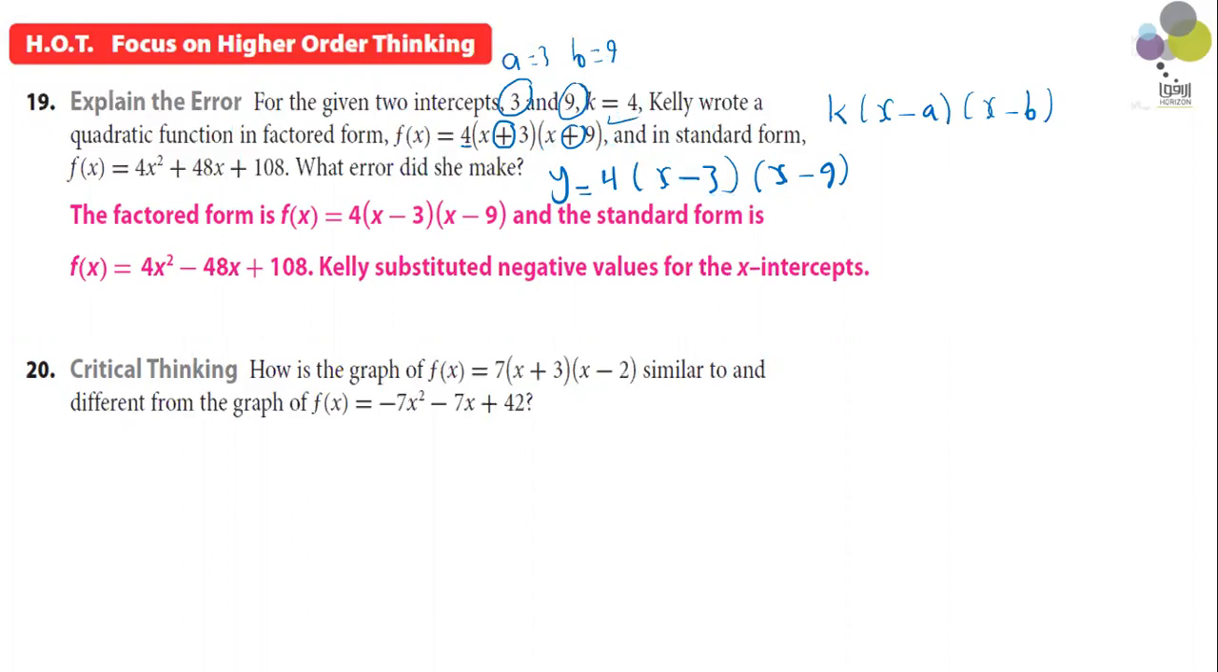Critical thinking. How is the graph of f(x) equals 7 multiplied by x plus 3, x minus 2 similar to and different from the graph of minus 7x squared minus 7x plus 24? First, I will convert this into standard form. 7 multiplied by x squared; 3 multiplied by negative 2 will be minus 6. Minus 2x plus 3x will be plus x. So multiply 7: 7x squared plus 7x minus 42.